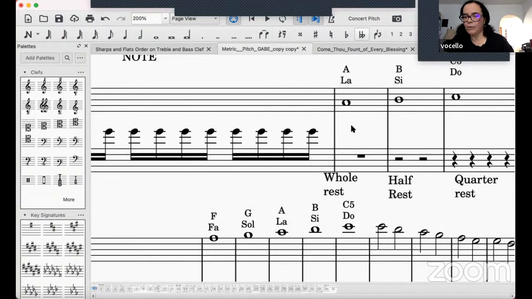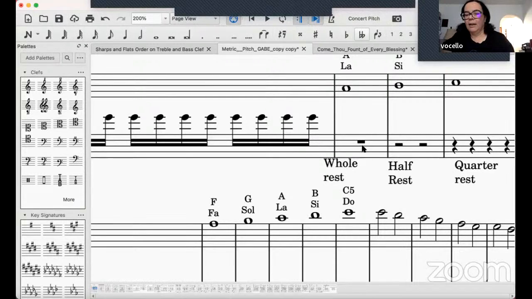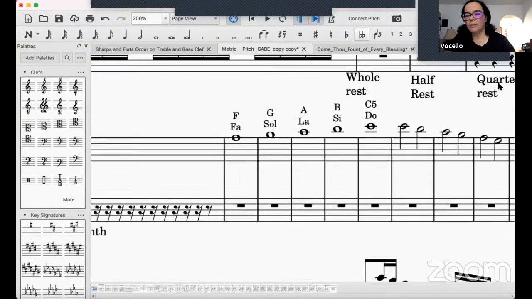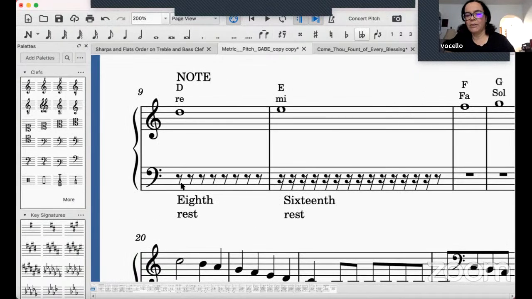For the sound, we also have the silence, the rest. The whole rest is written below the fourth line on the music staff in any clef. The half rest is written above the third line, 1, 2, 3, in the same space, the third space, as the whole rest. The difference is that the whole rest starts below the fourth line and the half rest above the third line. The quarter rest, the 8th rest, and the 16th rest. Let's go into the 16th rest on the rhythm notes.